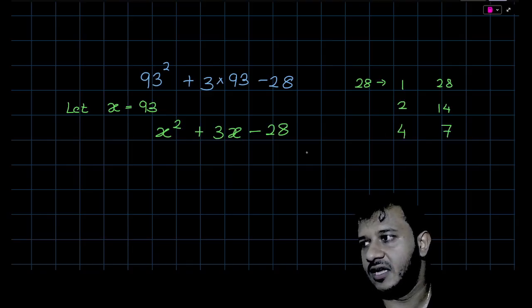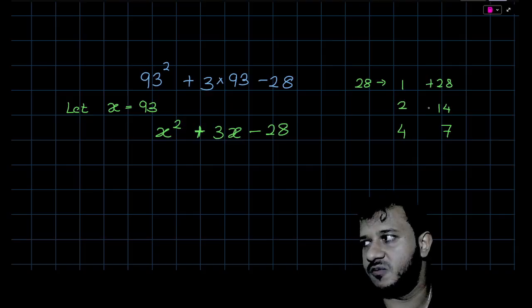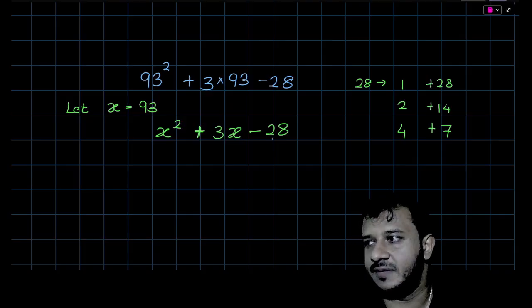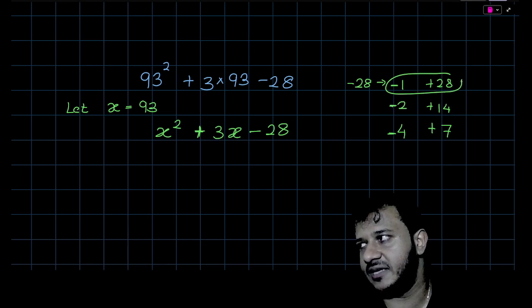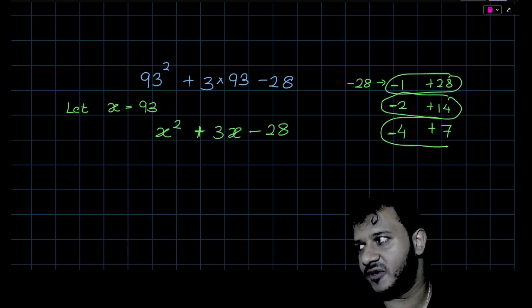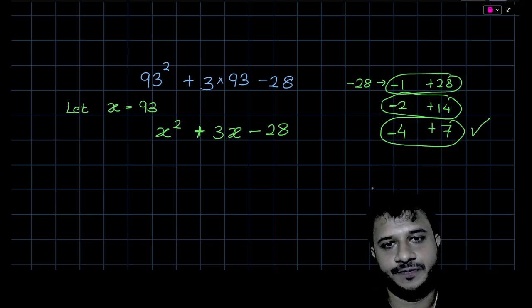That's it, right? My addition is positive, so my right hand side should be positive. My multiplication is negative. How can I get a negative answer? Positive times negative makes a negative. Now, out of these three options, only one of them will add up to a positive 3. What is that? Negative 4 and positive 7.